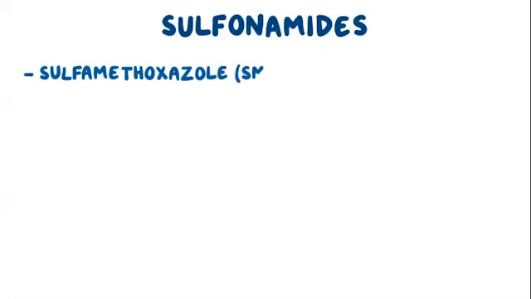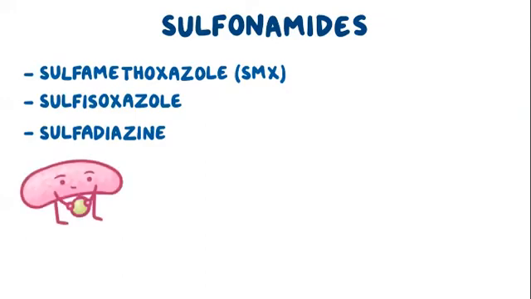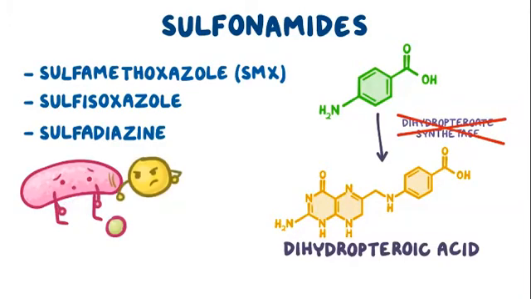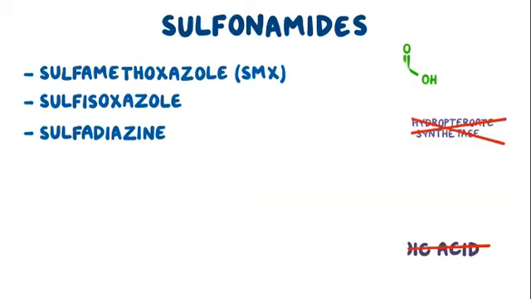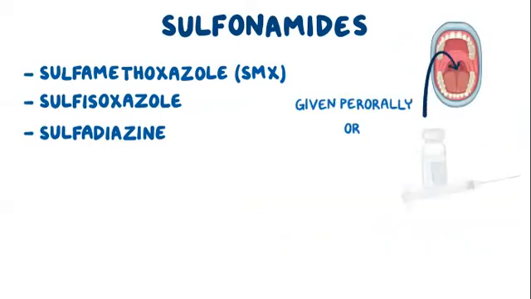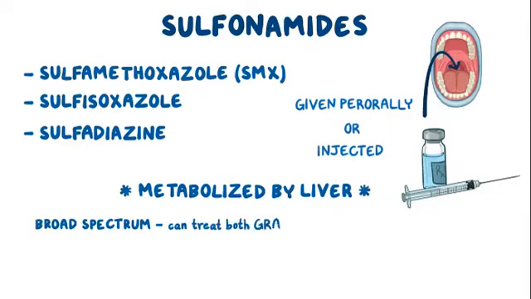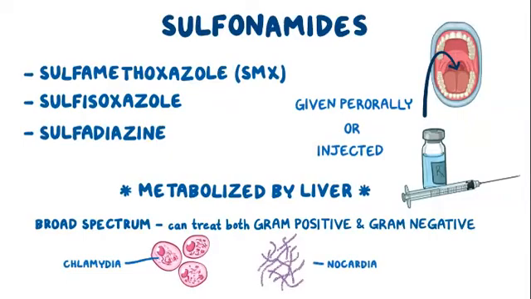Now, the first group of antimetabolite antibiotics are the sulfonamides, which include sulfamethoxazole, or SMX, sulfisoxazole, and sulfadiazine. These medications bind the dihydropteroate synthetase, or DHPS, in the first step of folate synthesis and prevent the bacteria from making dihydropteroic acid. These medications can be given peroral or injected into a vein, but they need to be metabolized by the liver in order to work. Now, they are broad spectrum and can treat a variety of gram-positive and gram-negative bacteria, as well as chlamydia and nocardia species.